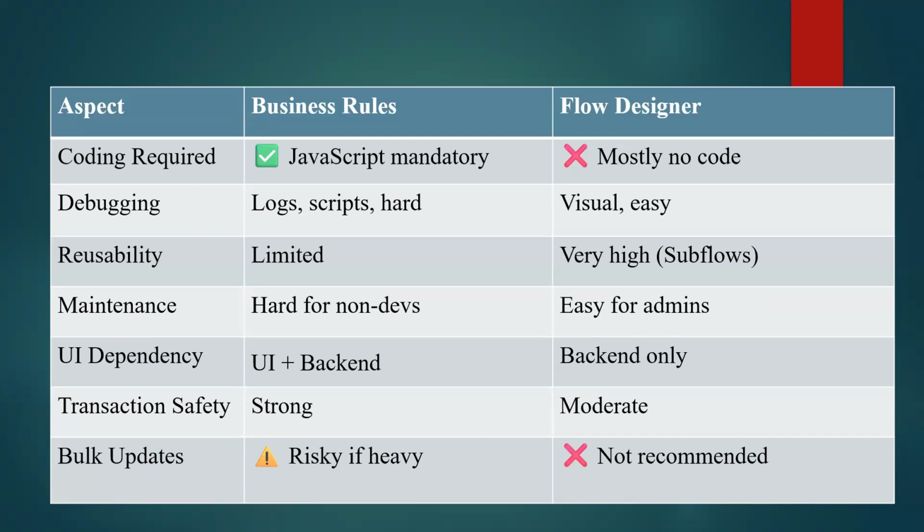UI dependency, user interface dependency. Business rules can impact UI and backend. Flow designer is backend automation only. Transaction safety. Business rules are very safe inside transactions. But flow designer has moderate safety because it runs post-commit. Bulk updates. Business rules can cause performance issues if heavy logic runs on many records. Flow designer is not recommended for bulk operations.